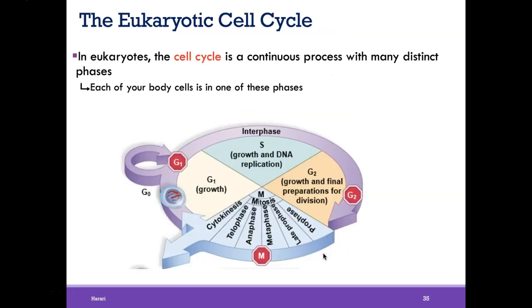In eukaryotes, the cell cycle is a continuous process with many distinct phases. Each of your body cells right now is in one of these phases. And it's a cycle, so it continues to go on and on and on. Some cells can exit the cell cycle in what's called the G0 phase. We'll talk about that in a bit. But for the most part, all of your cells are in some phase of the cell cycle.